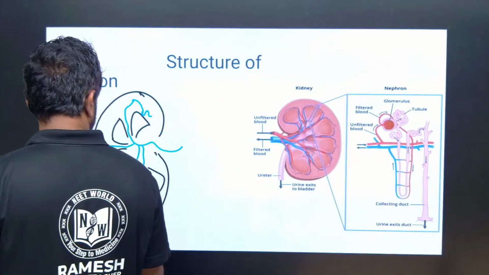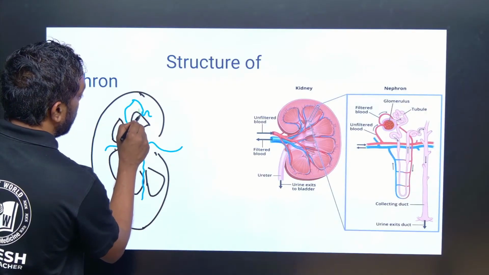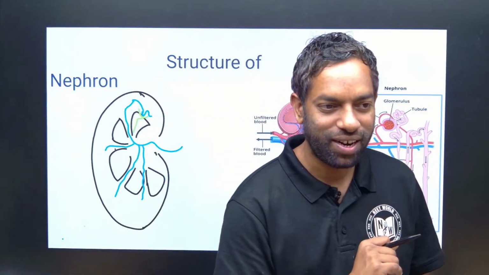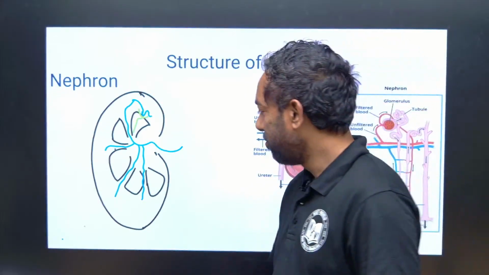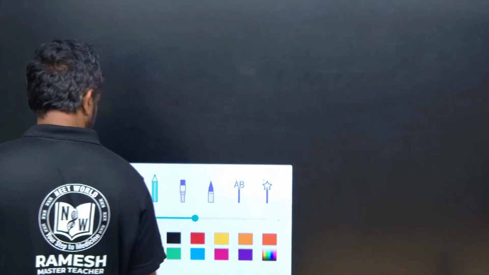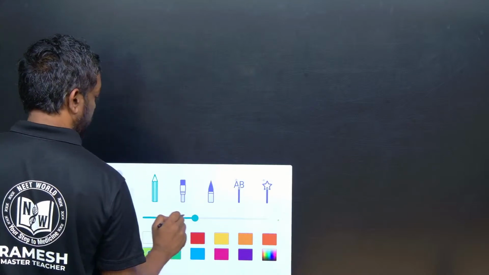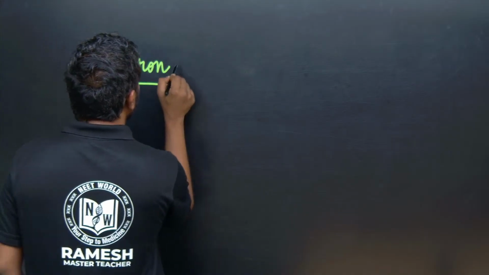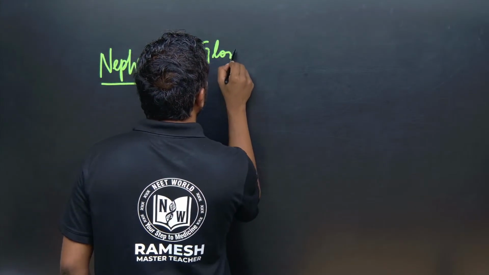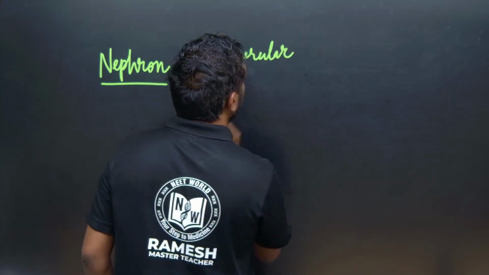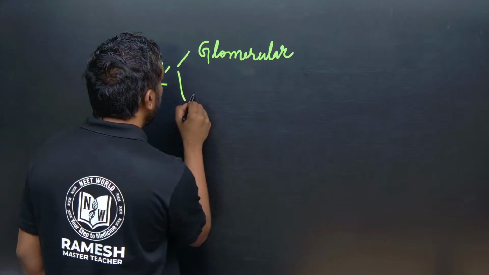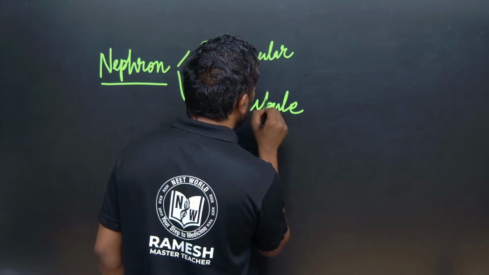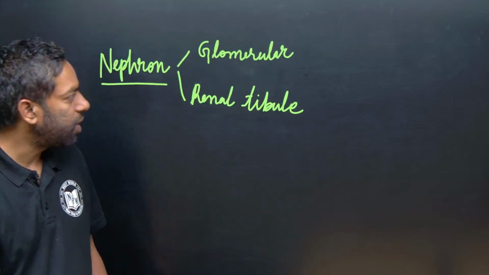So this is the place where there is the glomerulus. The glomerulus is nothing but a blood vessel, a capillary network. We will discuss it in the slide. The nephron has two parts: the glomerulus and the renal tubule.